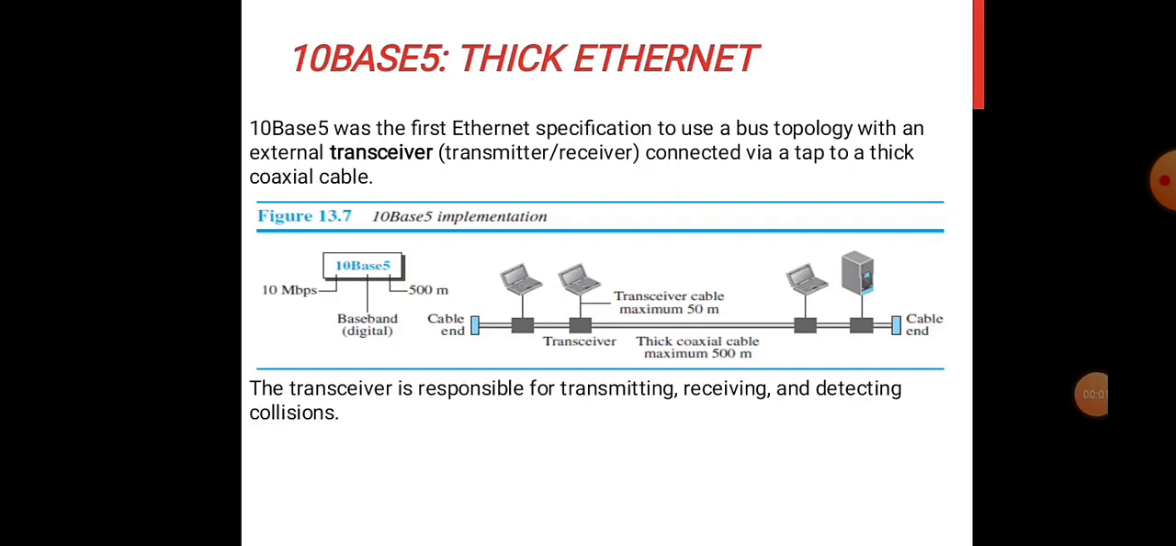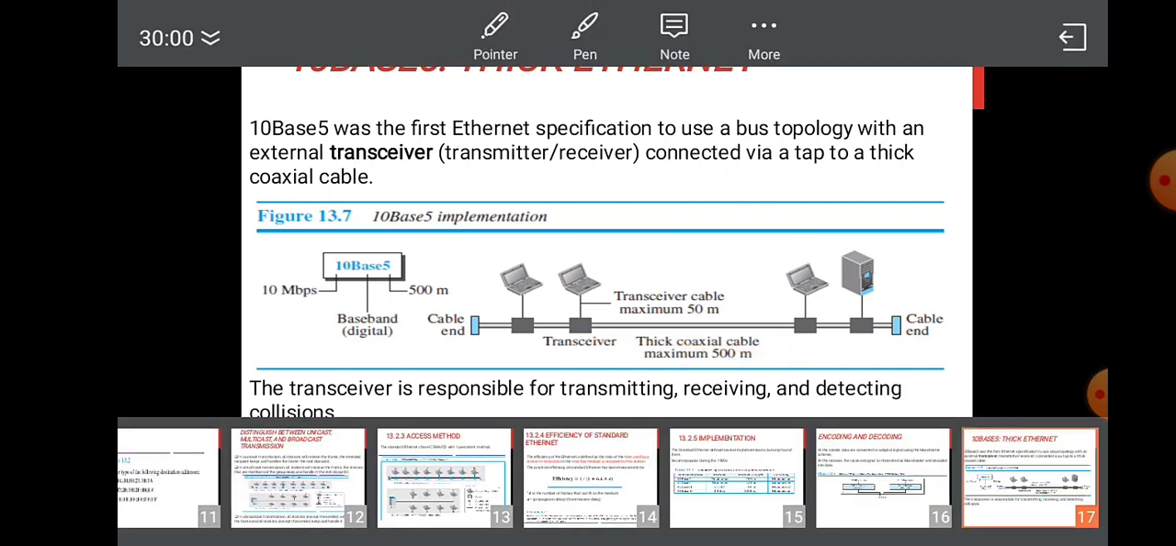Next we'll see about 10Base5 or thick Ethernet. The first implementation is called 10Base5, or thick Ethernet, or Thicknet. The nickname was actually derived from the size of the cable, which is roughly the size of a garden hose, too stiff to bend with your hands. 10Base5 was the first Ethernet specification to use bus topology with an external transceiver connected via a tap to the thick coaxial cable.